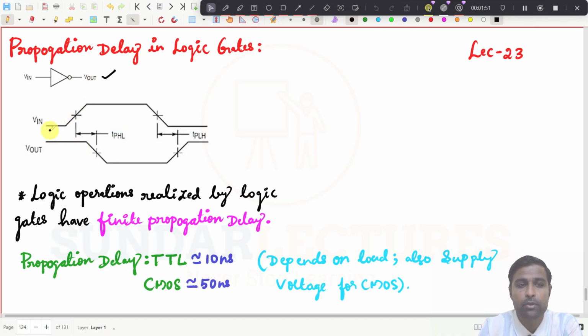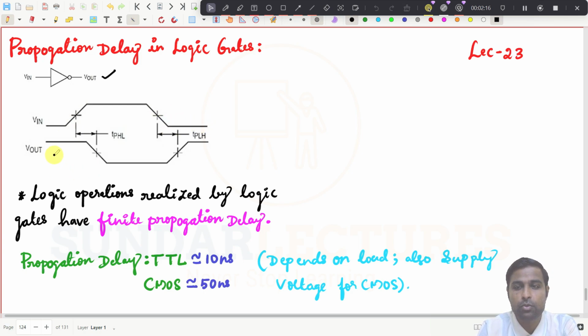So for example, we consider this is the input voltage, and it is low here, and it becomes high at this point, and then it holds on to high until this point, and then it is going to become low at this point, and then it is going to hold at low here. So this is the waveform of an input signal.